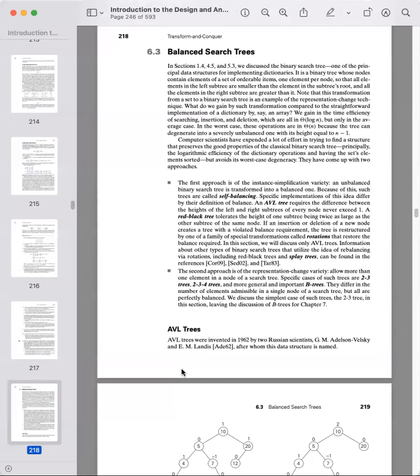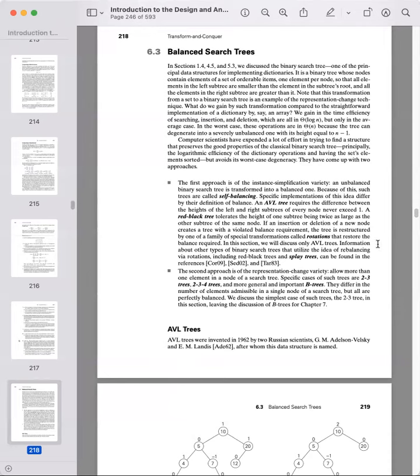So we want to keep this efficiency at log n, where the worst case is n, because we want to make sure our tree gets balanced. So there's a lot of effort that has been expended in trying to figure out a way to make these trees balance themselves. Okay, so that's the idea.